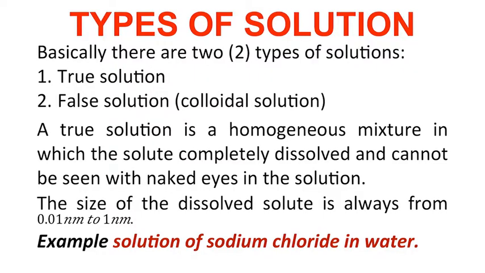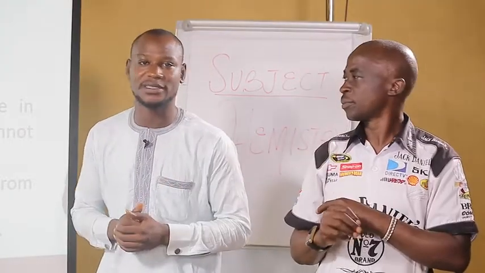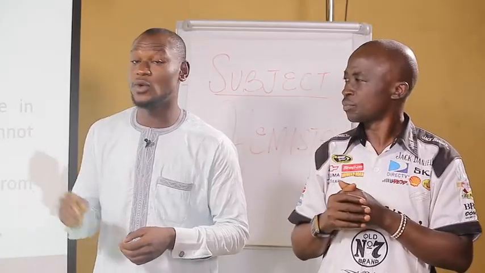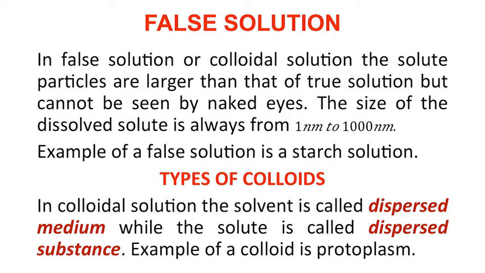Usually, the size of the dissolved solute in a true solution is between 0.01 nanometer to 1 nanometer, which is 1 times 10 raised to the power of -6 meters. That's a very small size, and you'll not be able to see it with your eyes. Then we have what we call the false solution. The false solution is also called colloidal solution.